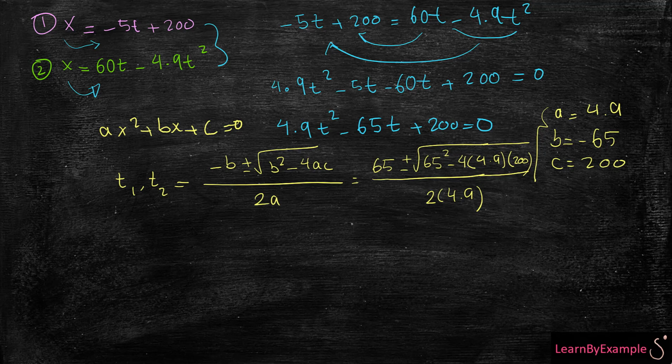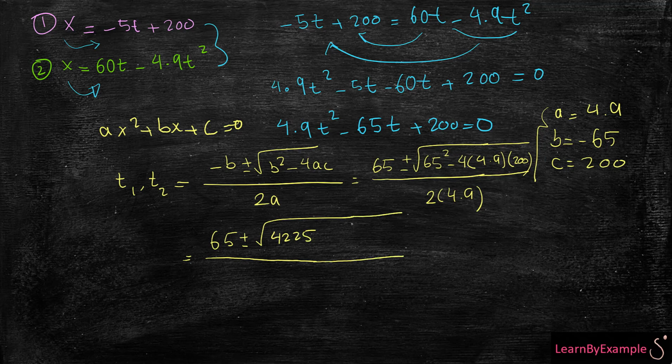So if you guys can do this fast, you can plug it into your calculator and get the answer right away. But I'm just going to show you how to do this step by step. So the first step is to calculate what's under the radical here. So I have 65 to the power of 2. If I plug that into my calculator, I get 4225.